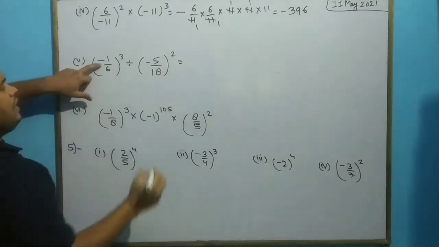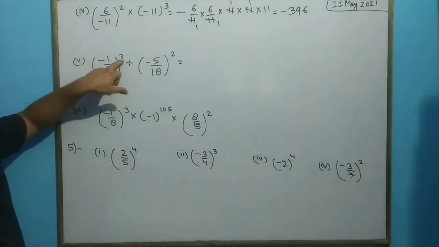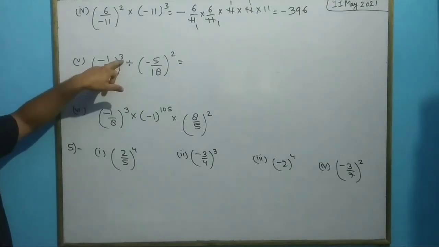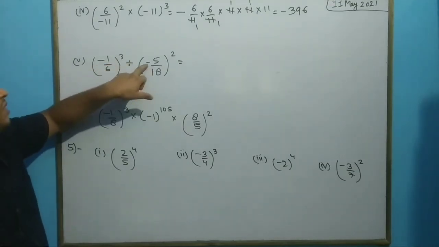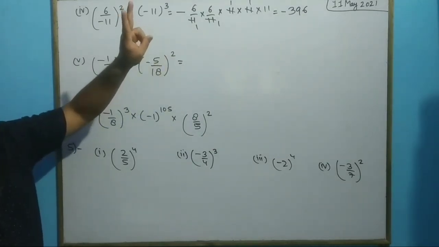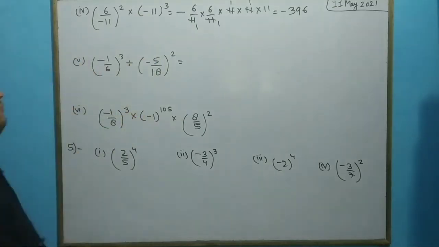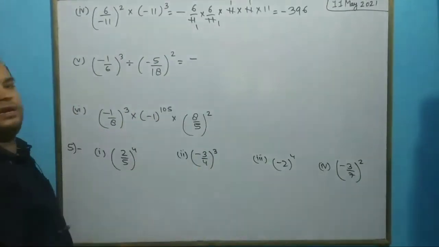Now again let us see the fifth part. Here minus has appeared how many times? 3 times, odd number of times. It will be negative. And let us see this one. Negative appeared how many times? 2 times. So negative multiplied 2 times will be positive. So the final answer will be negative. So this is the negative sign.